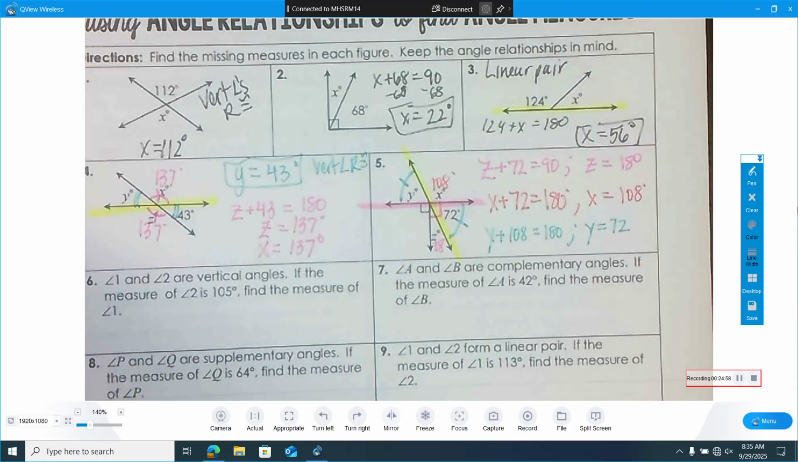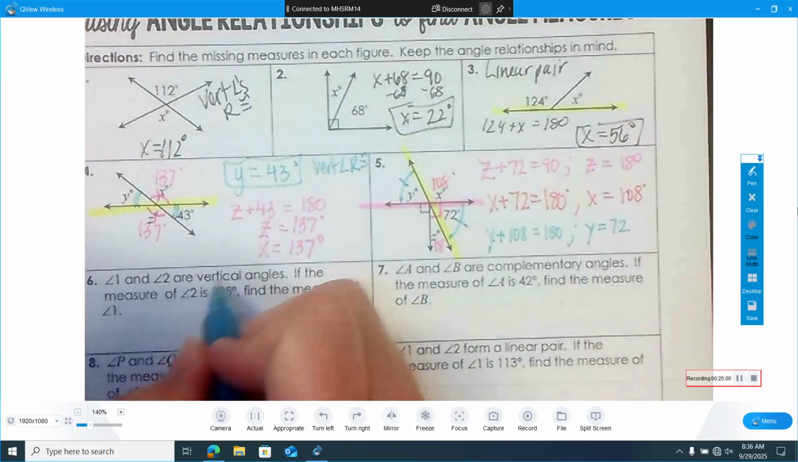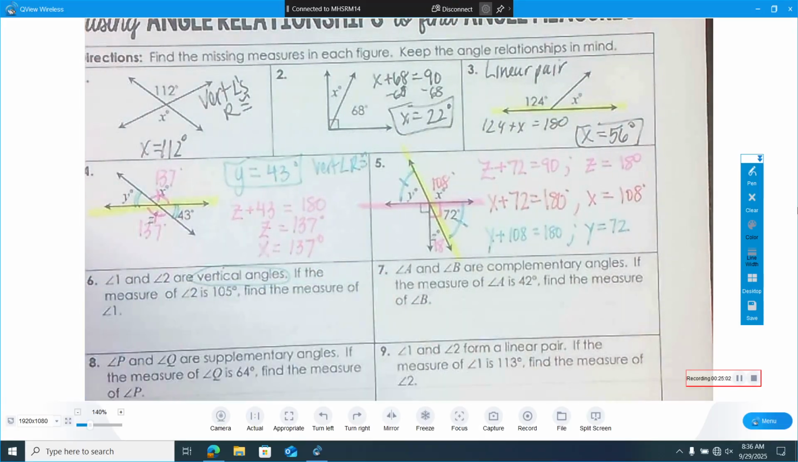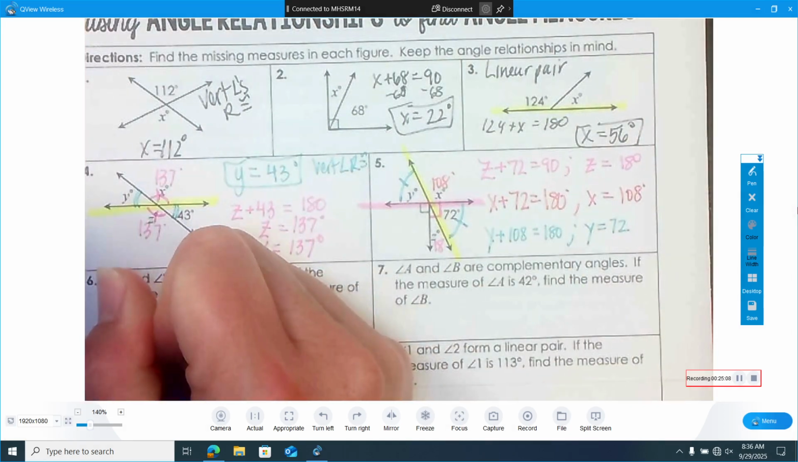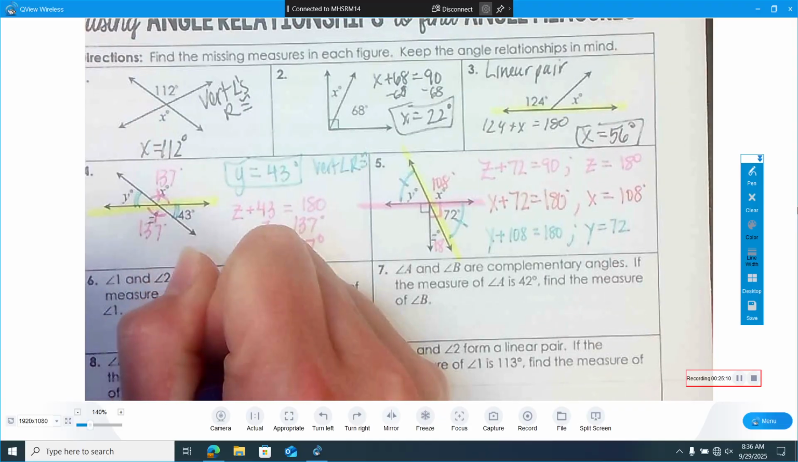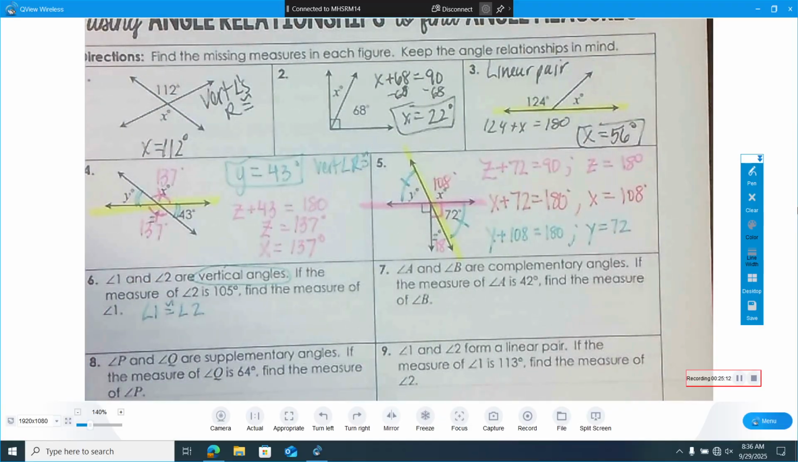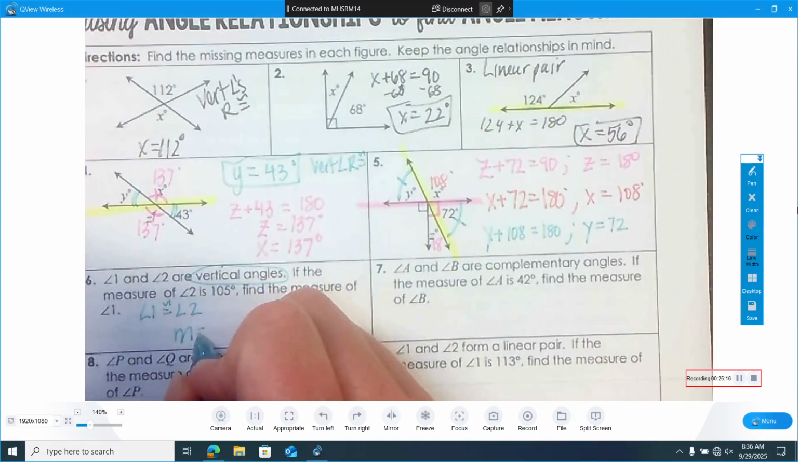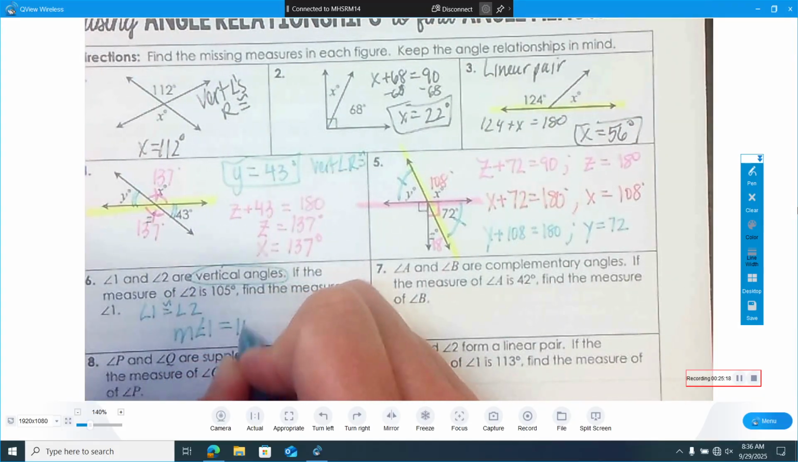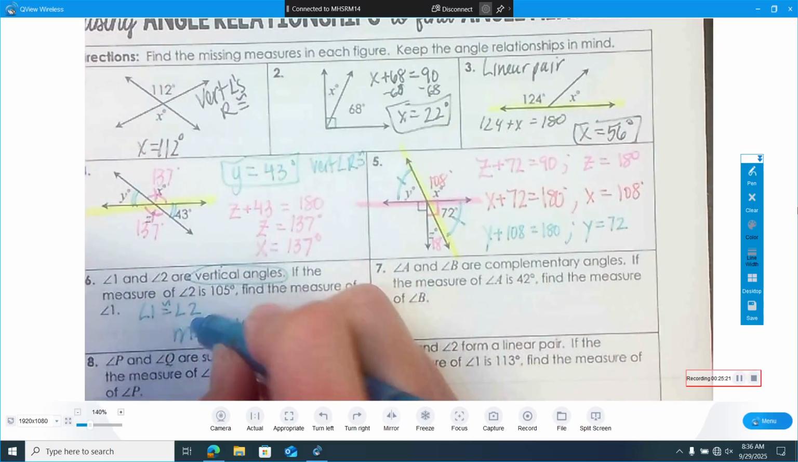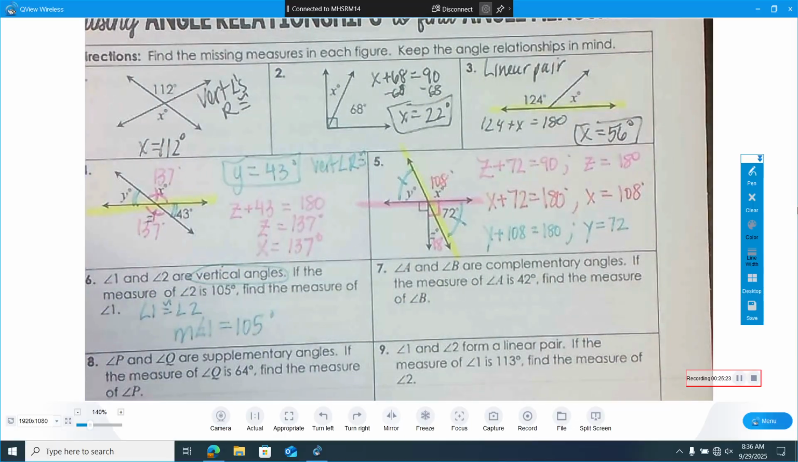All right, cool. Angle 1 and angle 2 are vertical angles. What does that mean? They're congruent. So angle 1 is congruent to angle 2. And if the measure of angle 2 is 105, what's the measure of angle 1? 105. The measure of angle 1 must also equal 105 degrees because they have to be the same.